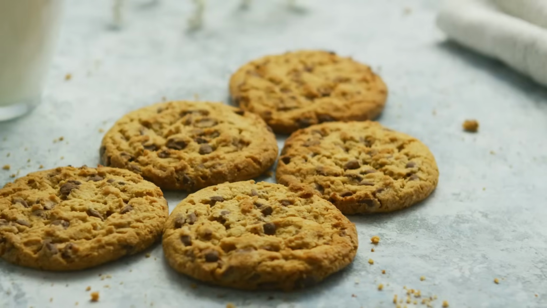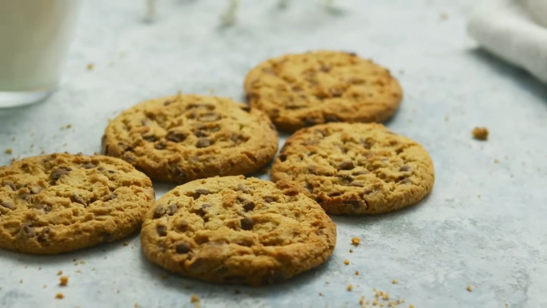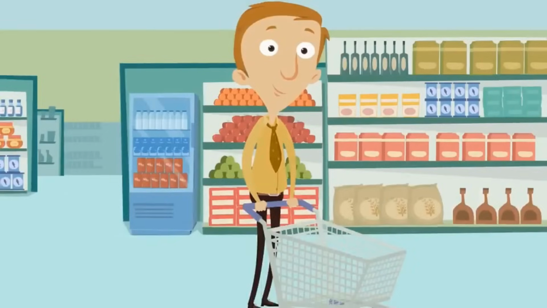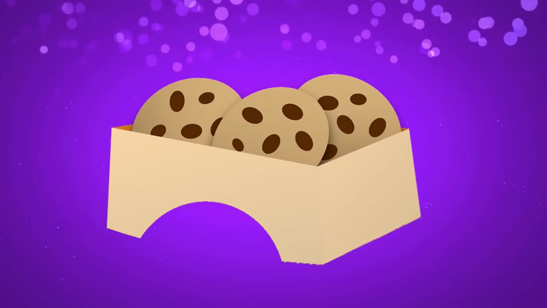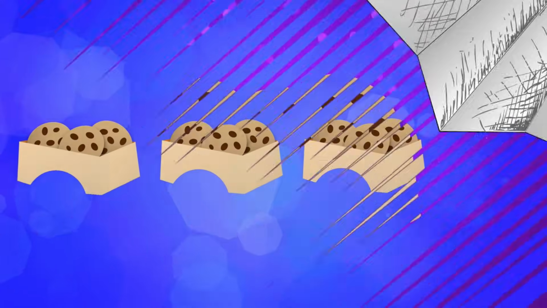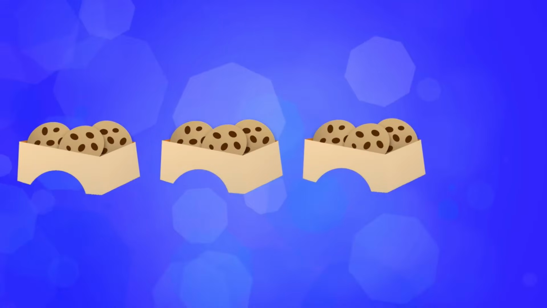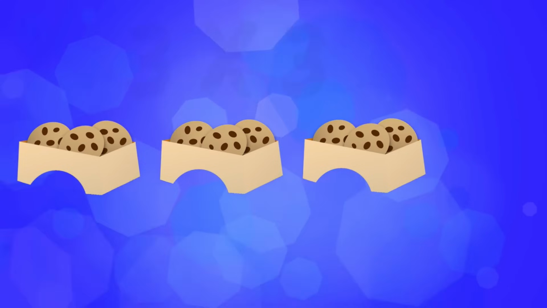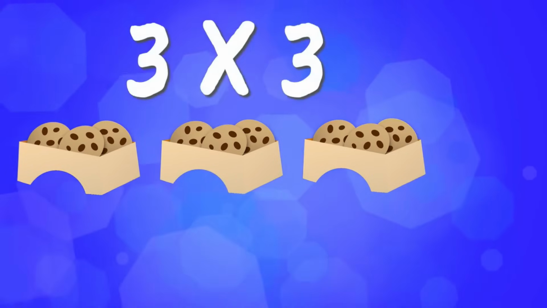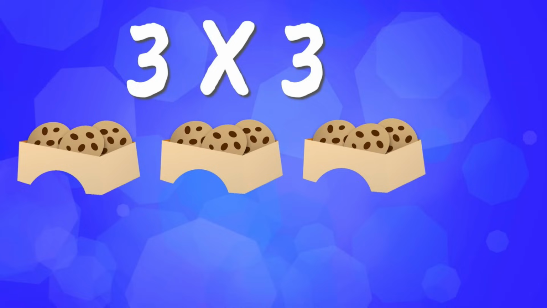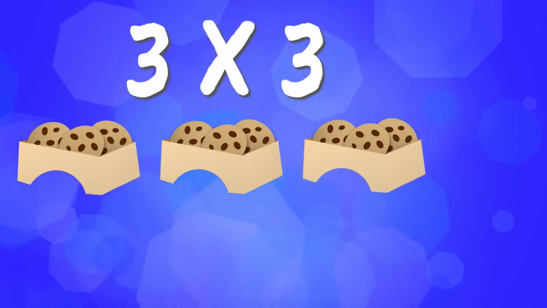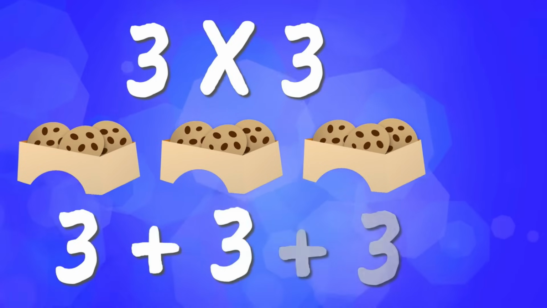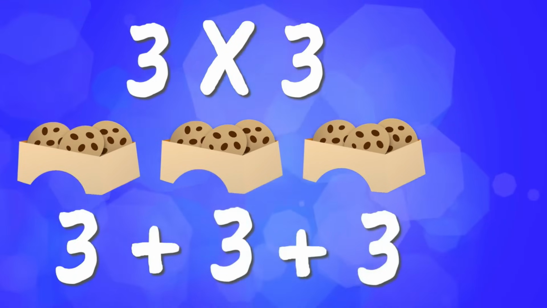Great job. Cookies. Yeah, let's practice multiplication with cookies next. Let's say a store sells boxes of cookies. There are 3 cookies in each box, and someone buys 3 of these boxes of cookies to enjoy with some friends. Now, to figure out how many cookies there are in all, you would multiply the 3 cookies times 3, because there are 3 boxes. 3 times 3. This is the same as 3 plus 3 plus 3. It's the number 3 3 times.